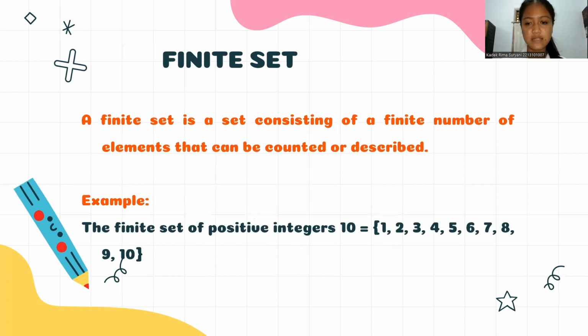Okay, for the next is finite sets. A finite set consists of a finite number of elements that can be counted or described. In a finite set, the number of elements has a certain limit and can be counted. For example, the set of positive integers up to 10 is equal to curly braces 1, 2, 3, 4, 5, 6, 7, 8, 9, 10. The elements of this set are limited to 10 and can be counted.